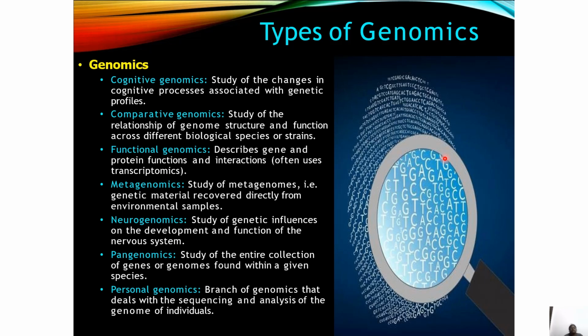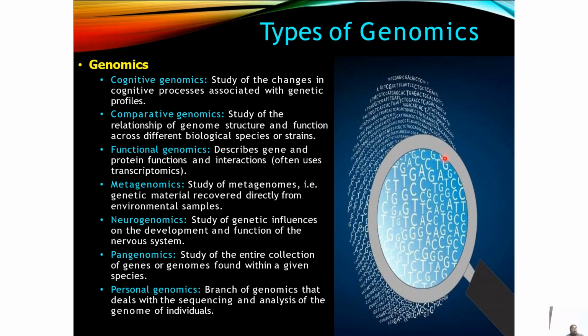So it can be cognitive genomics, like study of the changes in cognitive processes associated with genetic profiles. It can be comparative genomics, study of the relationship of genome structure and function across different biological species or strains. It can be functional genomics, describing gene and protein functions and interactions using transcriptomics. It can be metagenomics, study of metagenomes, genetic material recovered directly from environmental samples.